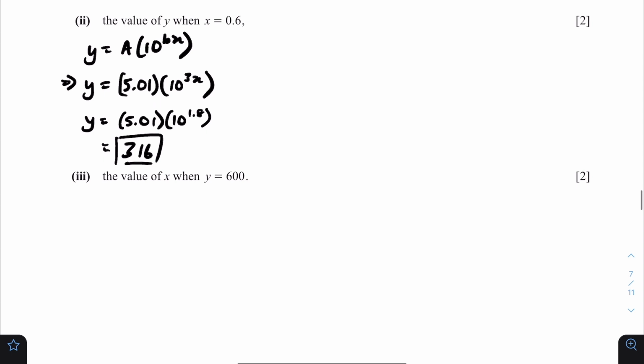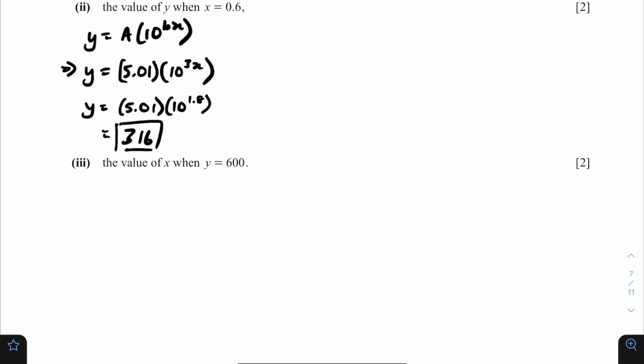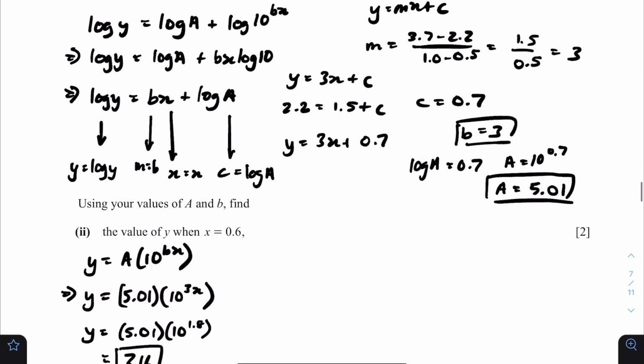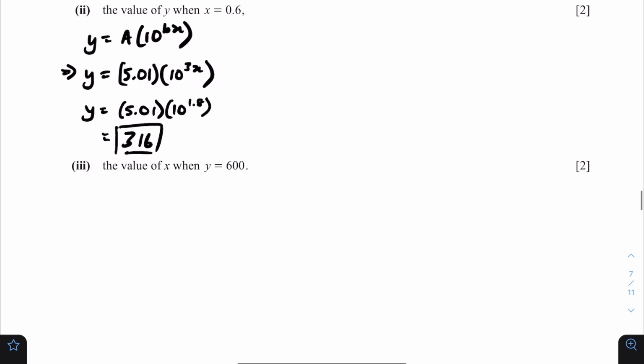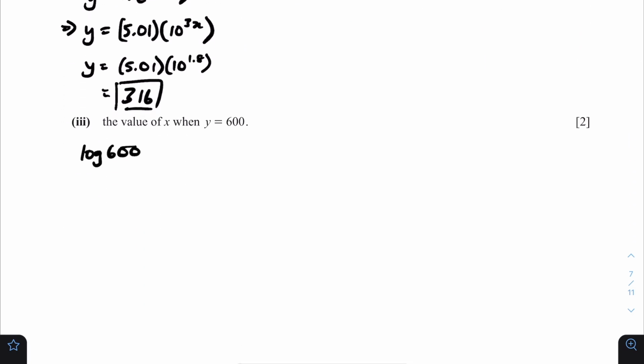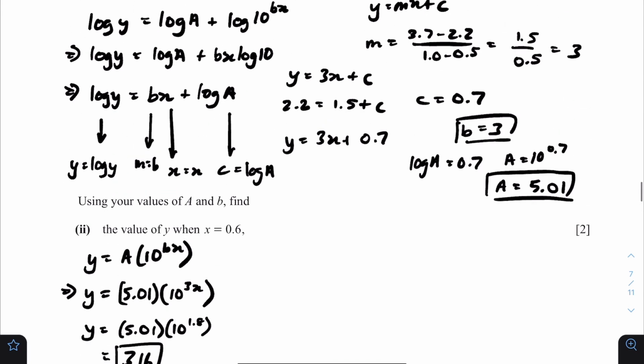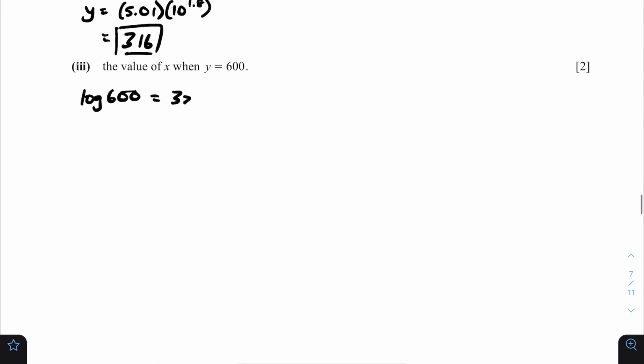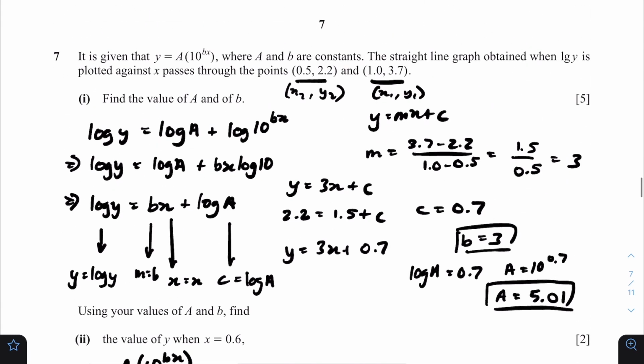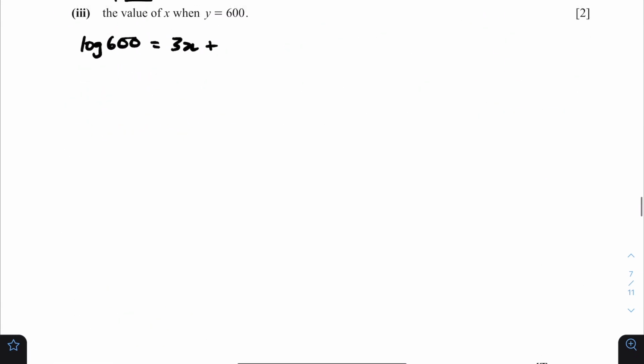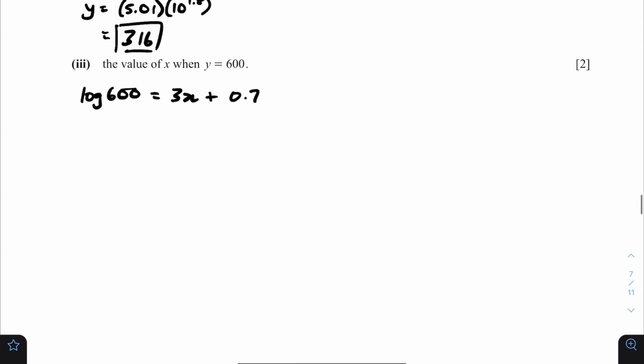And then they said to find the value of x when y is 600. So we know that when y is 600, the best way to do this would be writing it in this form over here. So we know that log of 600 is equal to bx, which is the same thing as 3x, plus log a. And in this case, that's log 5.01. This is also known as 0.7. So we have 3x plus 0.7 is equal to log 600.